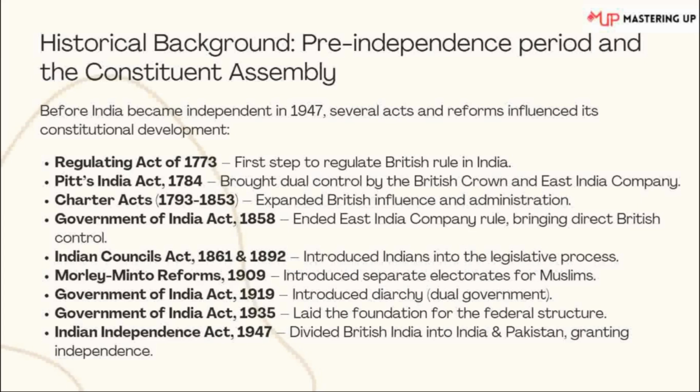Pitt's India Act 1784 brought dual control by the British Crown and East India Company. Charter Act 1793 to 1853 expanded British influence and administration. Government of India Act 1858 ended East India Company rule, bringing direct British control. Indian Councils Act 1861 and 1892, a law passed by the British Parliament to increase involvement of Indians in the legislative process.